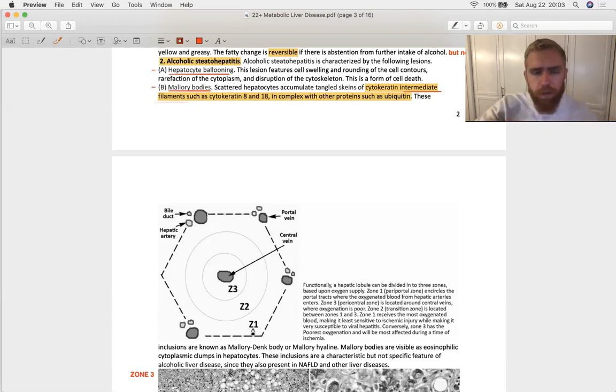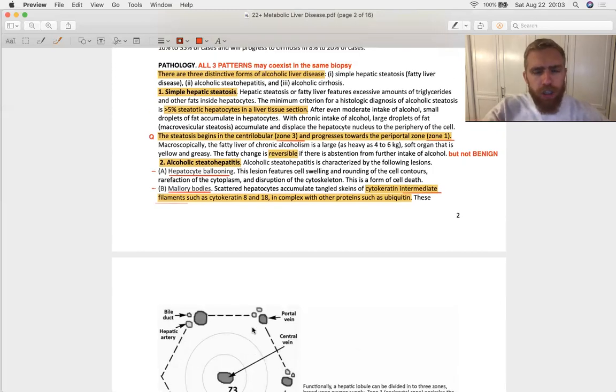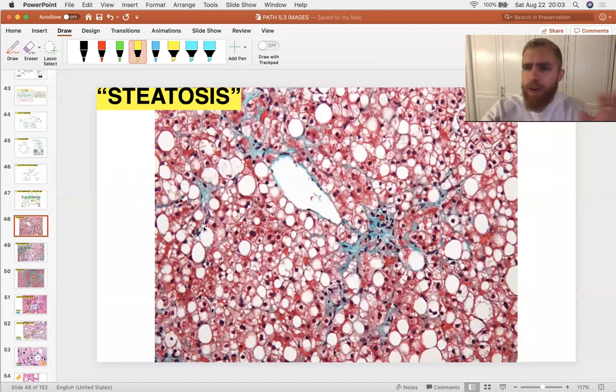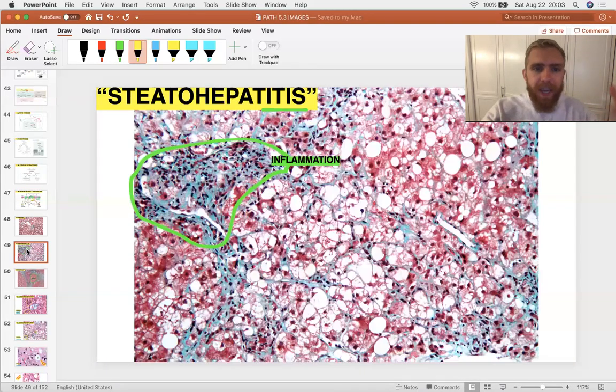Hope that makes sense. So simple steatosis, as we just looked at, pure fatty change with no immune infiltrate. As we get into steatohepatitis, we start to see an inflammatory response.